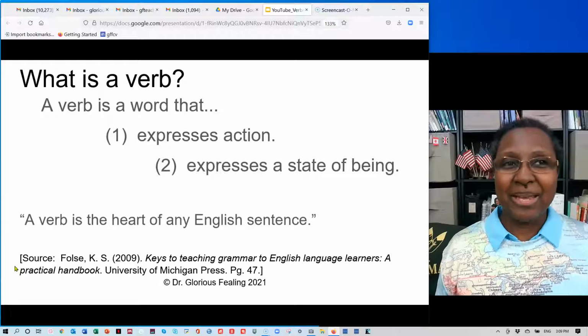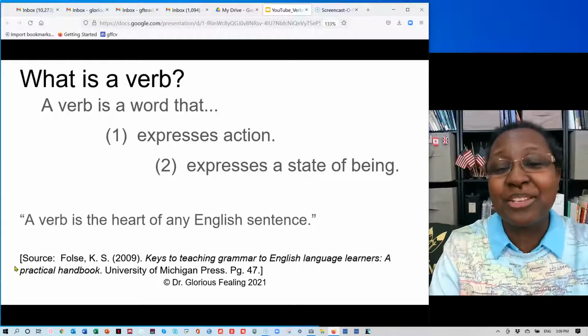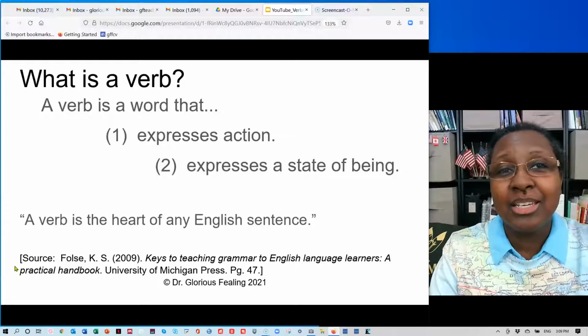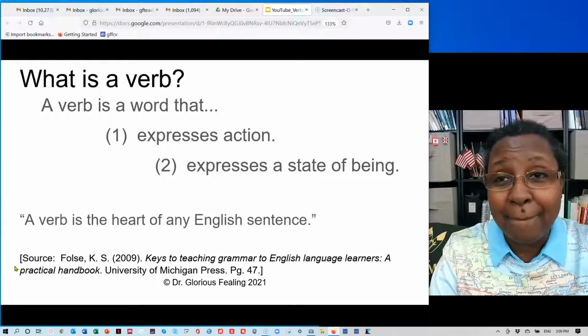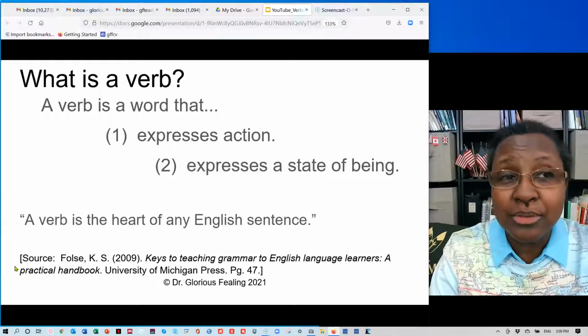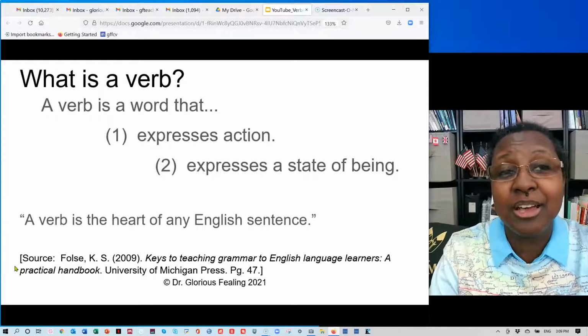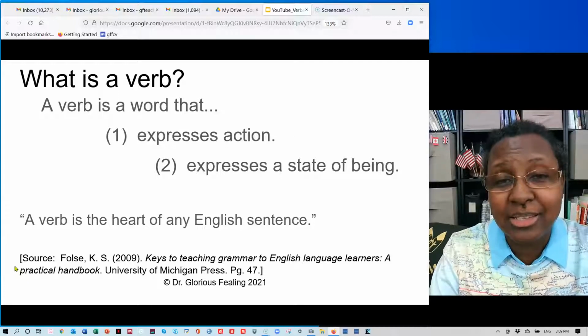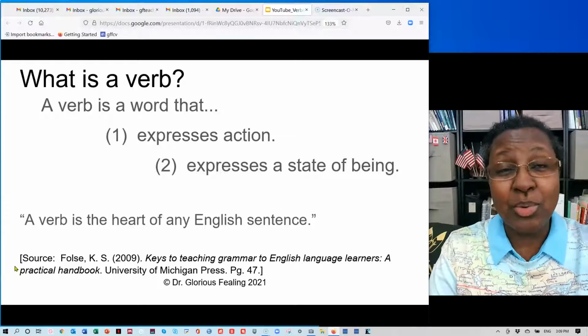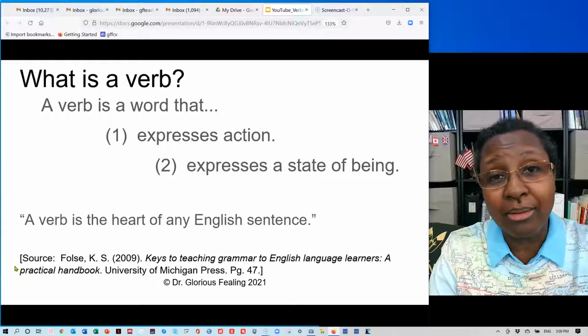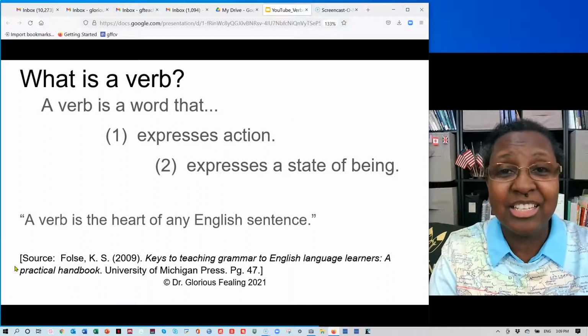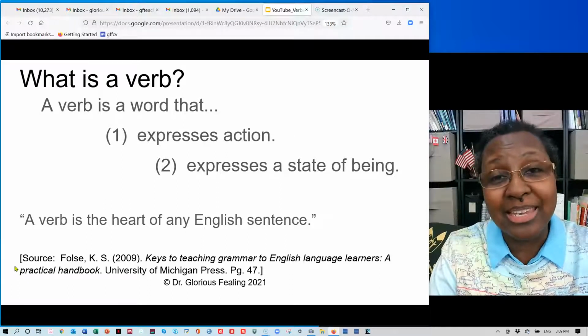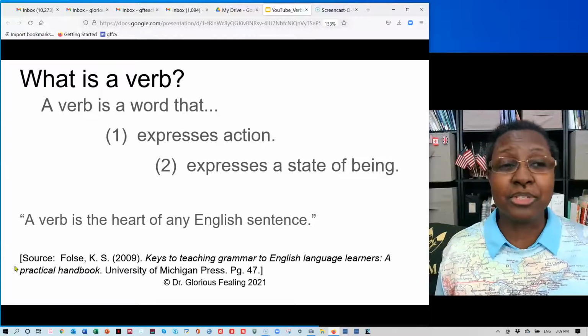What is a verb? A verb is a word that expresses action. It also expresses a state of being. Dr. Keith Fulce in his book said that a verb is the heart of any English sentence. I agree with that statement. We start with some type of action and we want to talk about someone or something and what they did. So I think the action is where we begin, and that is a good foundation for us to begin with today.